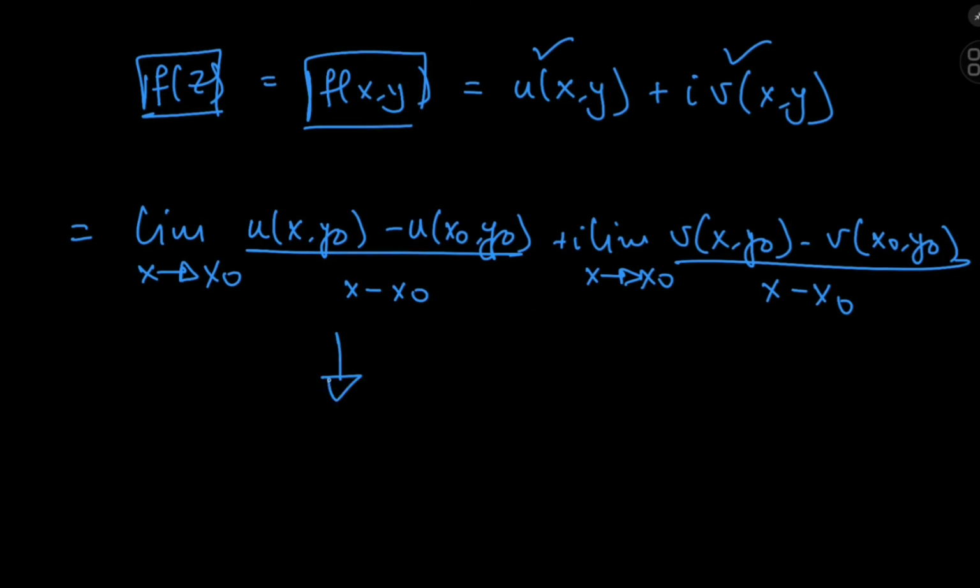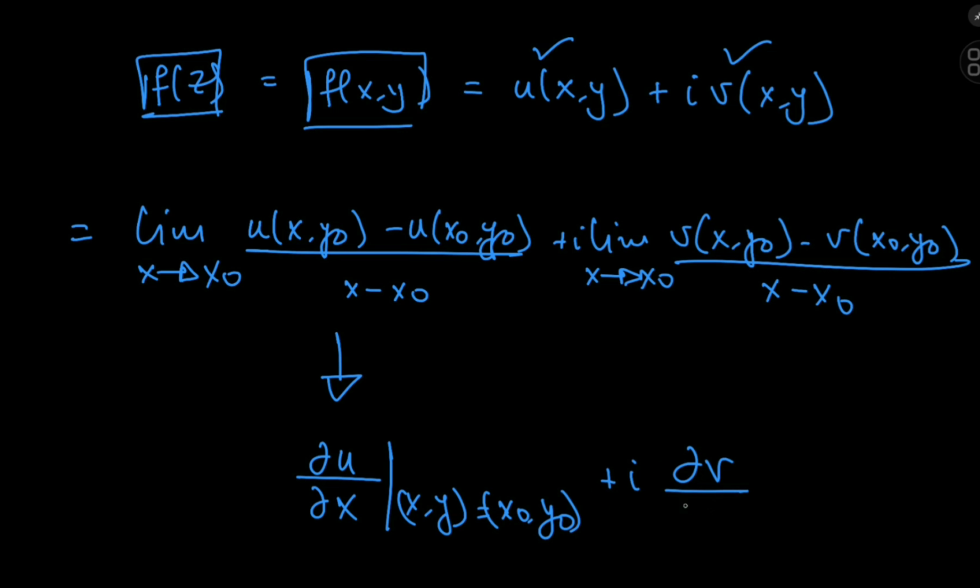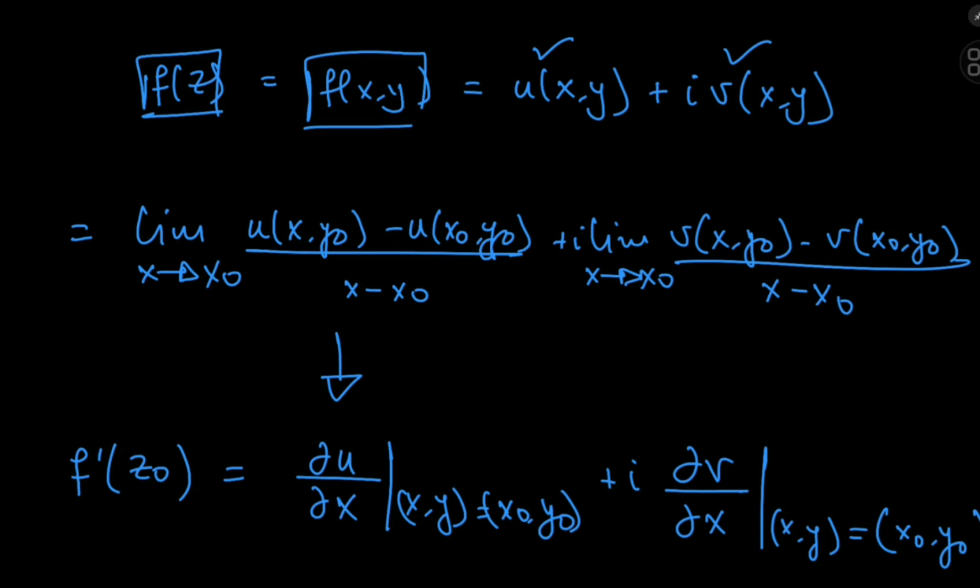The first one of these is the partial derivative of u with respect to x evaluated at x y equal to x naught y naught, plus i times the partial derivative of v with respect to x evaluated at x y equal to x naught y naught. So this is the derivative of the function at z naught, or x naught y naught, if you'd like to call it. So that's one evaluation of the limit along one path.